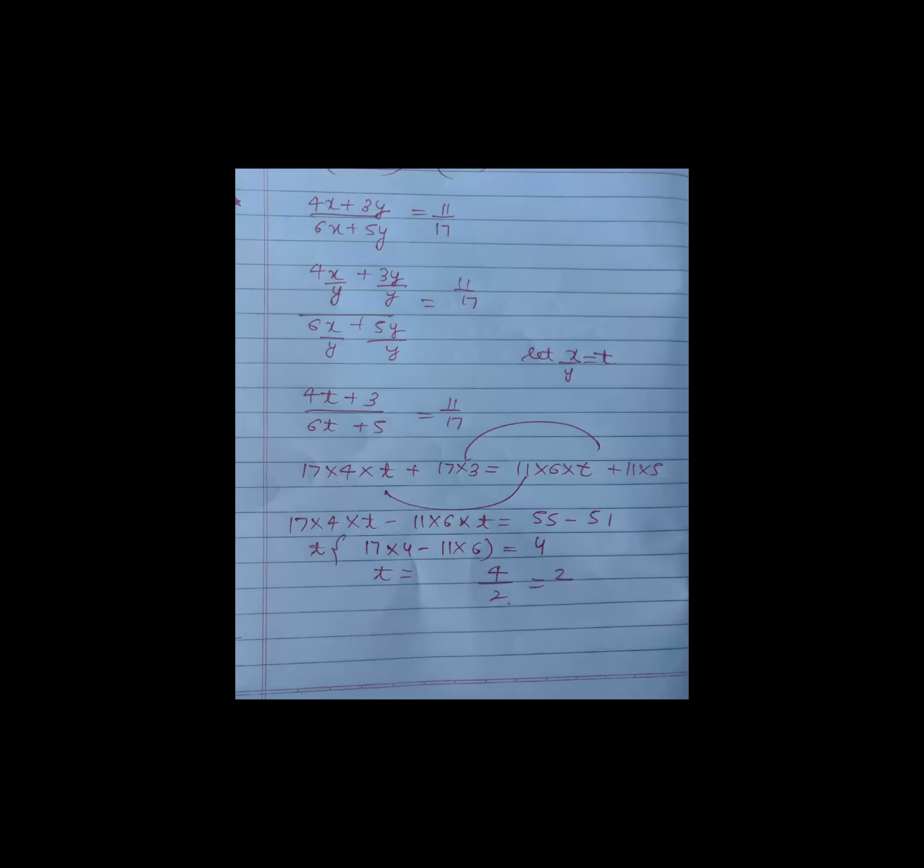Sir, in the first sum, I have a doubt. In the end, it is written 4x is equal to 3y, and then they have written x upon y is equal to 3 upon 4. 4x का मतलब 4 into x, 3y का मतलब 3 into y. So basically y should be 4 upon 3, right? 4 upon 3 will be the value of y upon x.